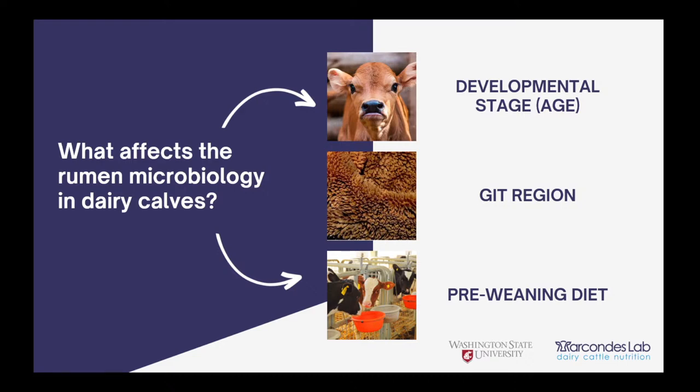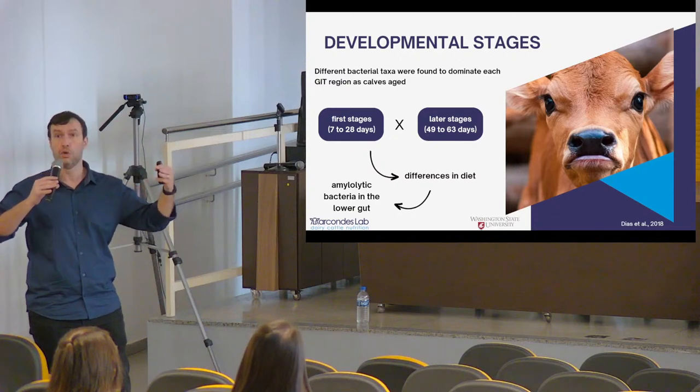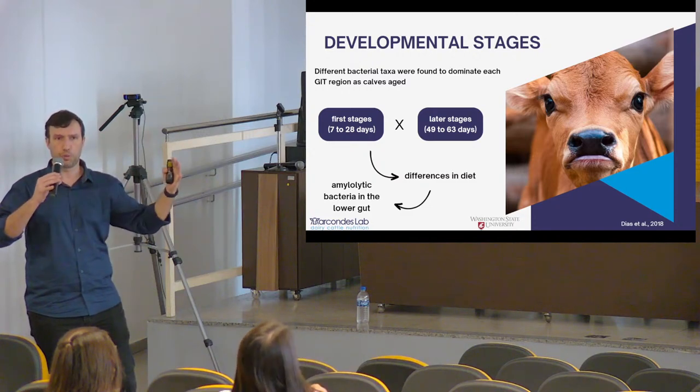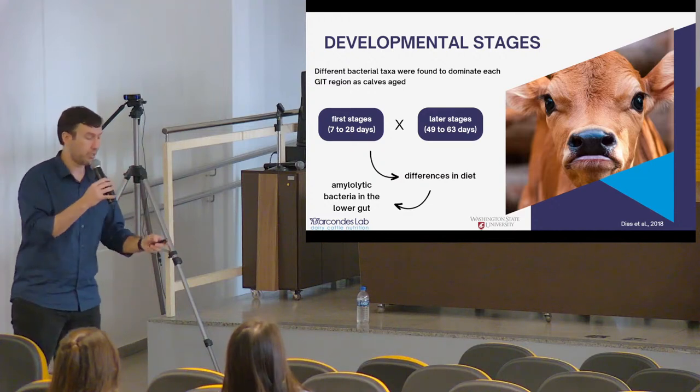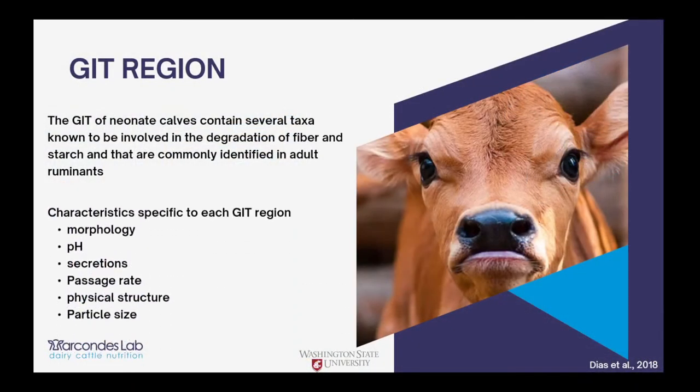Okay, so let's go. What are the three main factors? Basically age, the GI tract region, where we're going to discuss some very interesting results, and the pre-weaning diet. Of course, the diet affects a lot, okay? Different bacterial taxa were found to dominate each GI tract region at different calf ages, so there's a huge shift, especially towards amylolytic bacteria. As the animal grows, the proportion of milk in the diet reduces, even if you fix the milk. Keep that in mind because this is important. The animal is growing and eating more starter, so the proportion of milk is reducing, and that means the bacteria are shifting. And not only the rumen, the whole GI tract is shifting.